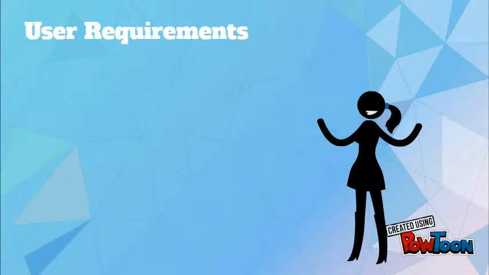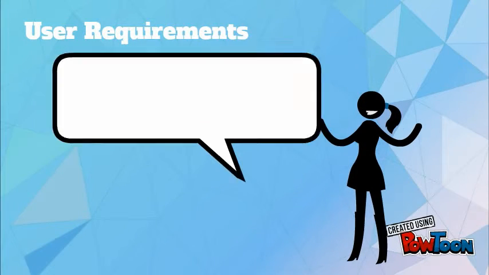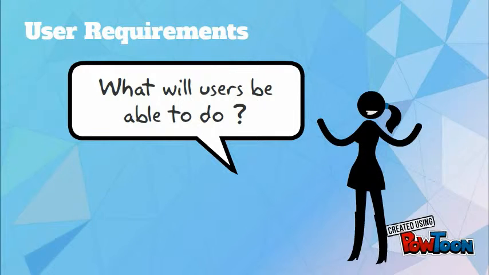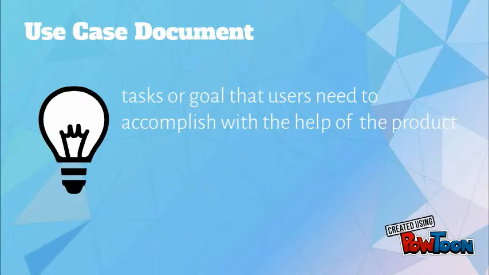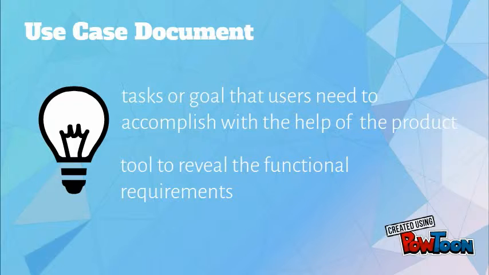Next level is the user requirements, which answers the question, what will users be able to do? The use case document is essential in defining the user requirements. It is a document that lists all the tasks or goals that users need to accomplish in using the product. Also, it is a tool to reveal the functional requirements.